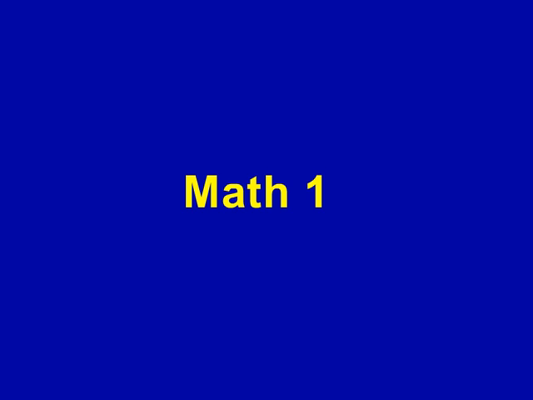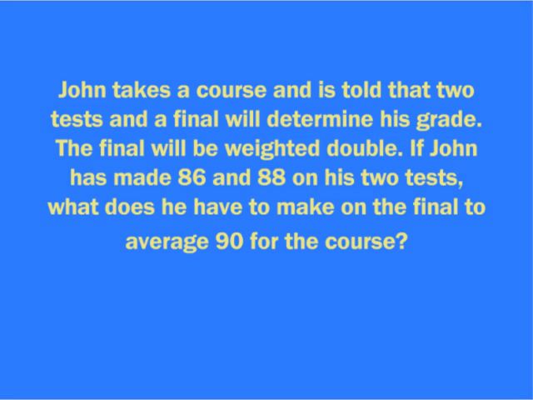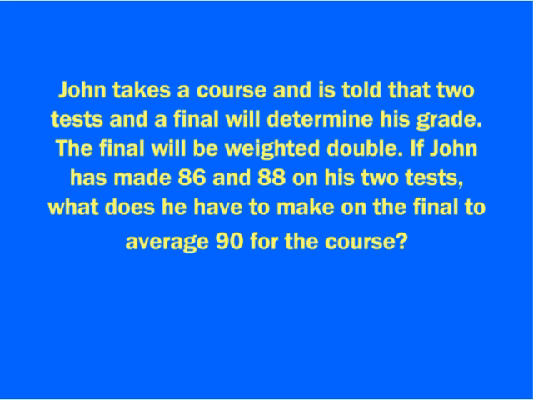Now we'll move on to math. First, we'll take a look at averages. They're quite likely to give you a problem like this, where it says John takes a course and is told that 2 tests and a final will determine his grade. The final will be weighted double. If he's made an 88 and 86 on his first 2 tests, what does he have to make on the final to average 90 for the course?